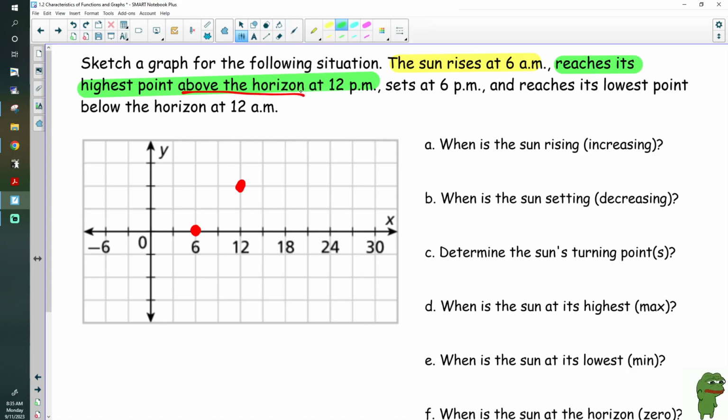And we keep going. The sun sets at 6 p.m. So what's going to start happening after 12?